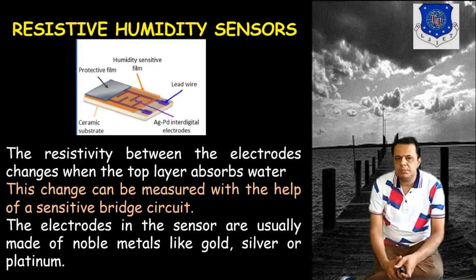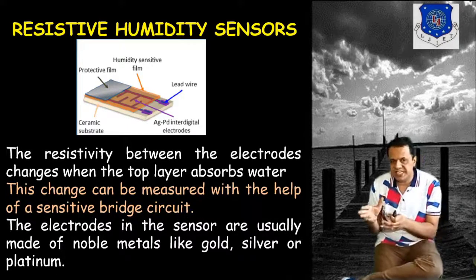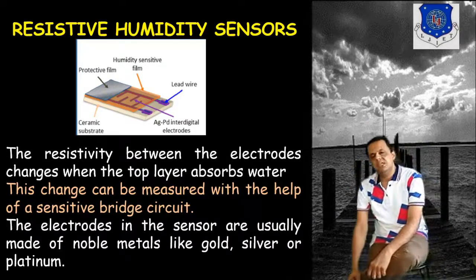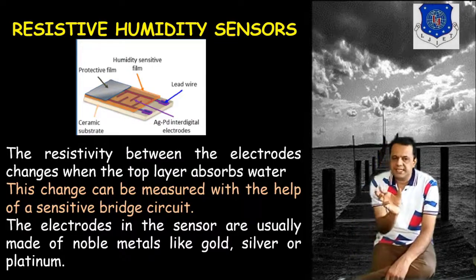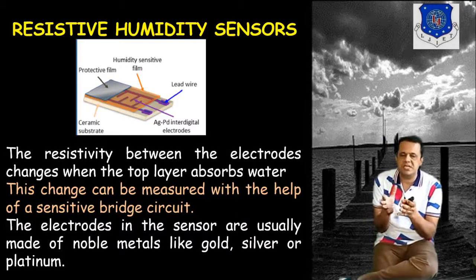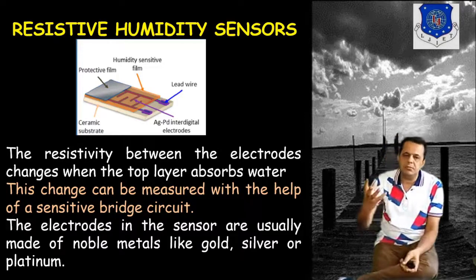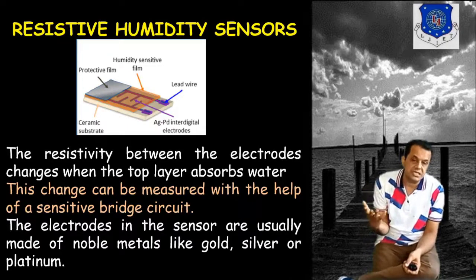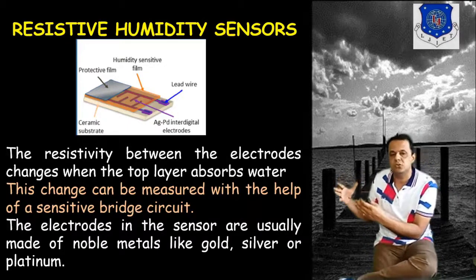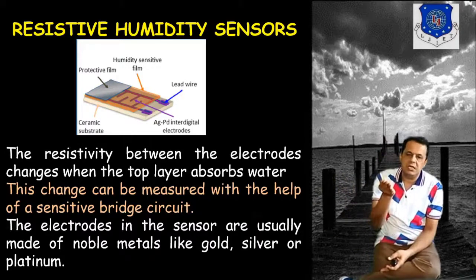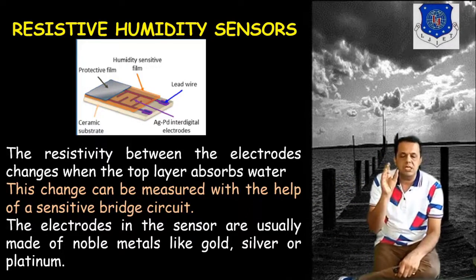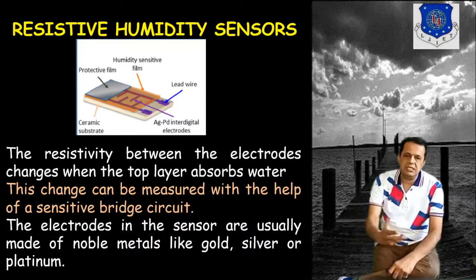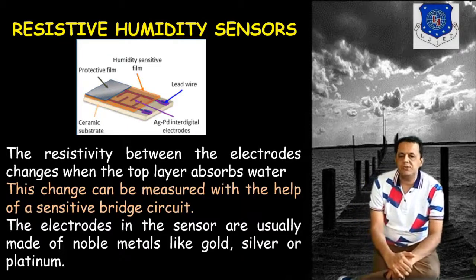The resistivity between the electrodes will change when the top layer absorbs the water, and these changes can be measured with the help of a sensitive bridge circuit, because whenever resistance changes, that bridge will be unbalanced and some voltage, millivolt output will be given in proportion to the change in the resistance. Now resistance is changed in proportion to humidity. So ultimately the unbalanced voltage output will be a reflection of the humidity, and this way we will be calibrating this in terms of relative humidity and will be measured.